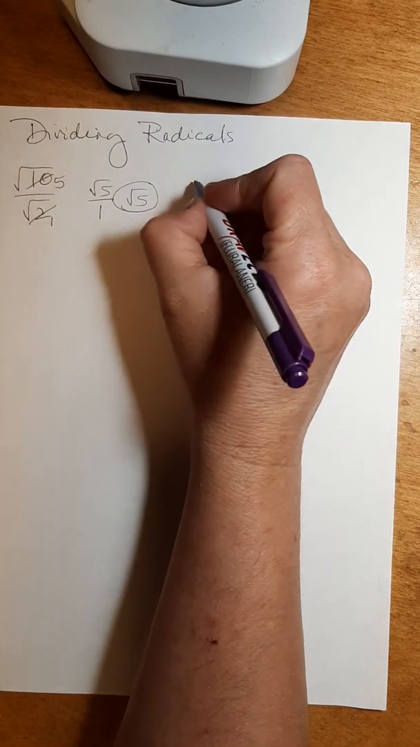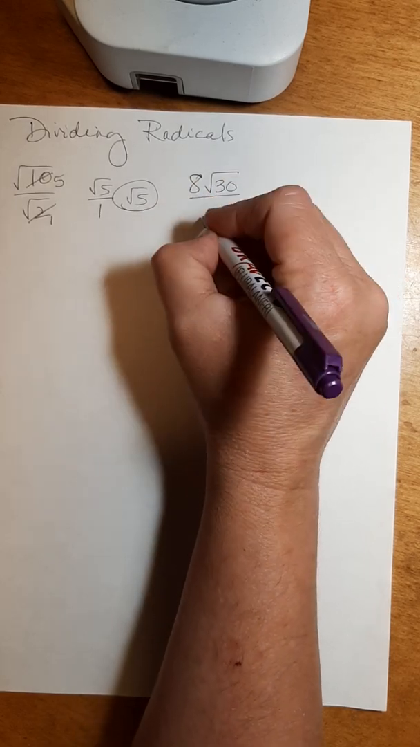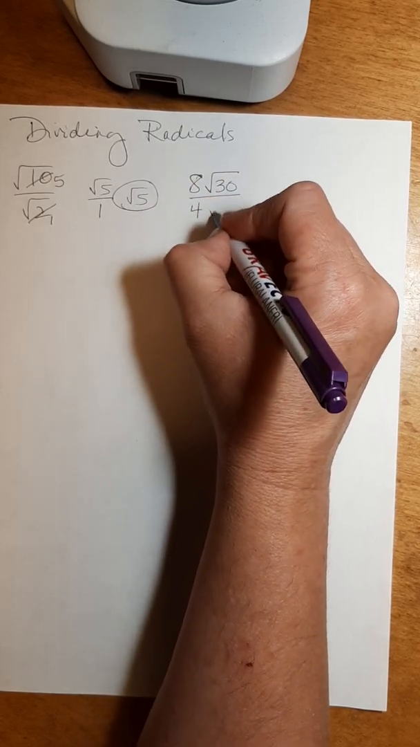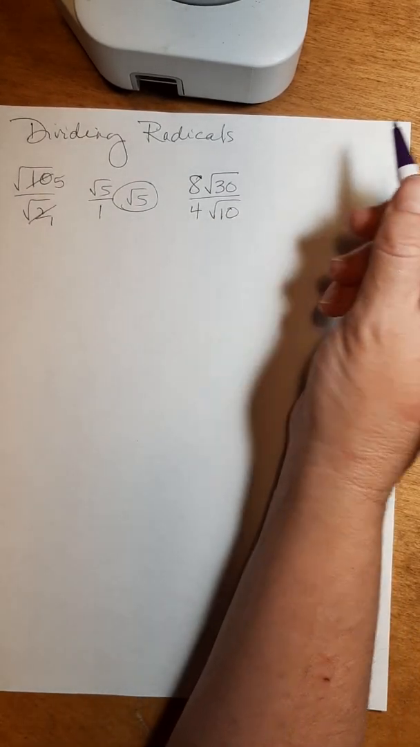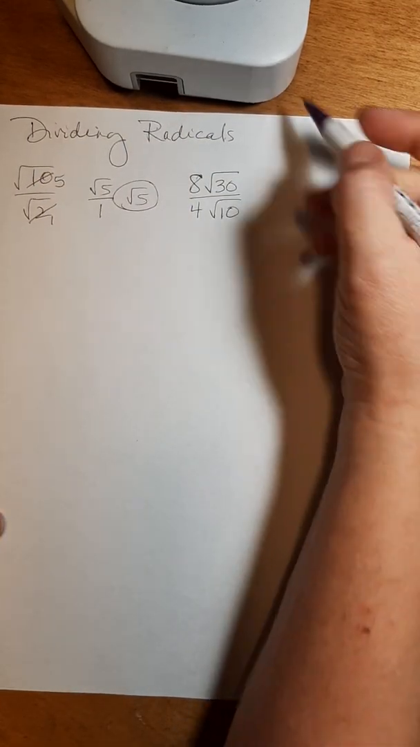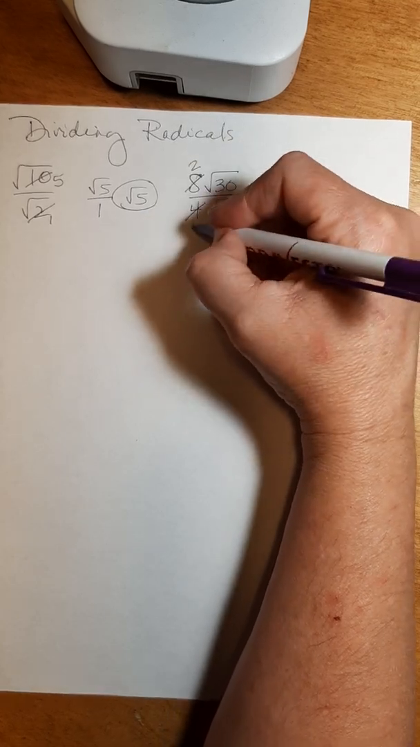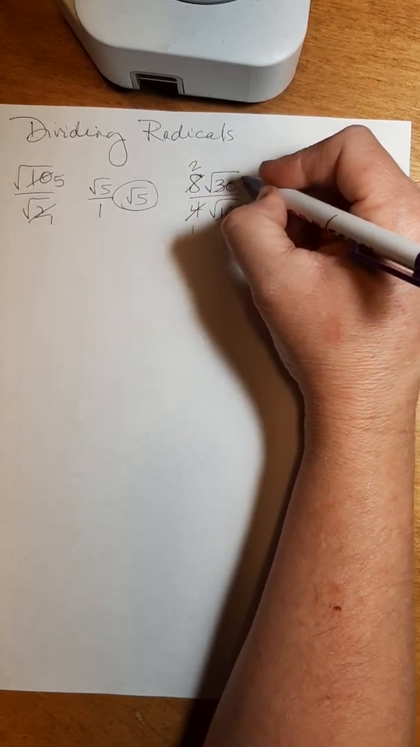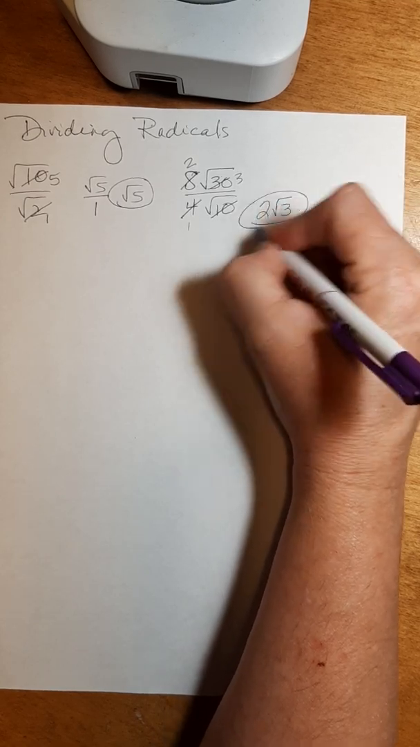Let's say you even had a number on the outside. 8 square root of 30 over 4 square root of 10. Well, same with multiplying. If they're both on the outside, you can reduce it. If they're both on the inside, you can reduce it. So 4 goes into 8 twice. 10 into 30, 3. So what you really have is 2 square root of 3.